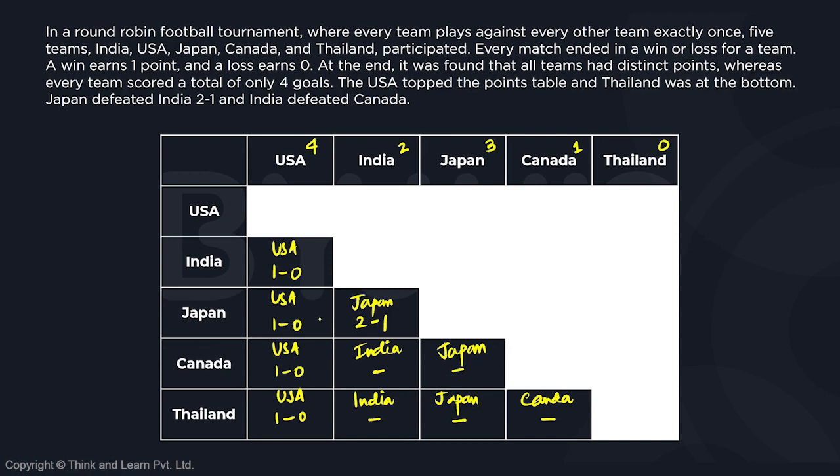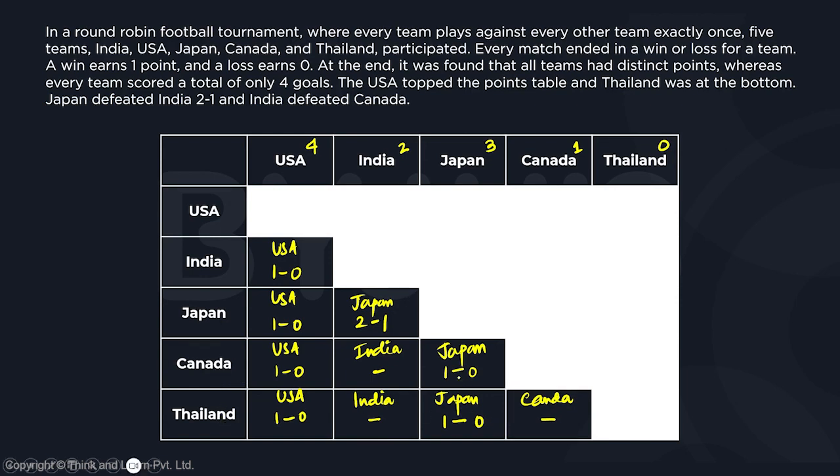Now, if you look at the number of goals Japan has done, in USA versus Japan, Japan did not score any goal, that's 0. In the match between Japan and India, Japan scored 2 goals. So far Japan has scored 2 goals out of 4. Now there are 2 more matches left for Japan, and Japan has to win both the matches by scoring only 2 goals. That is only possible if Japan wins by 1-0, such that the total number of goals of Japan turns out to be 0 plus 2 plus 1 plus 1. That is 4 goals.